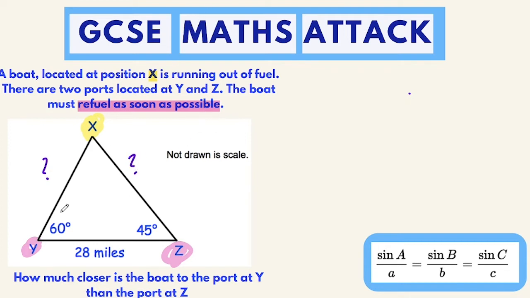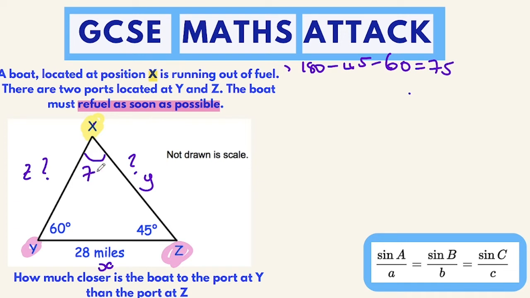So let's begin. I'm going to call this lowercase x, this lowercase z, and this lowercase y. So what am I going to do first? Well, what I need to do is work out this angle over here. In order for me to work out this angle, I know that angles in a triangle add up to 180. Because angles add up to 180, I can do 180 subtract 45 subtract 60, and that will leave me with 75.